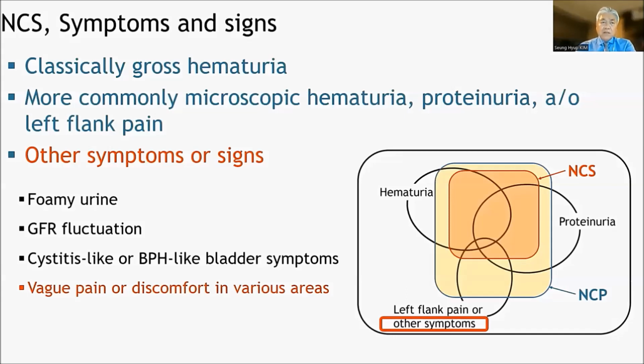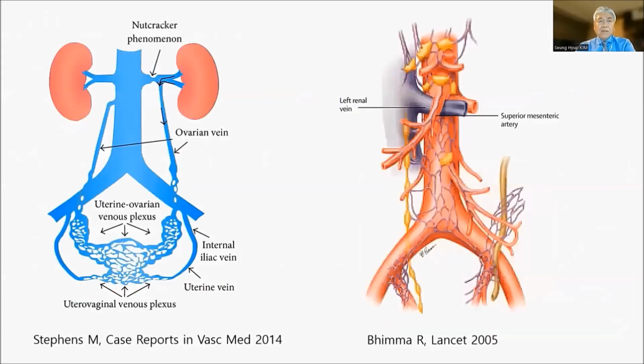Left flank or left back pain is one of the typical symptoms of the Nutcracker, but interestingly, many patients complain of vague pain or discomfort in various areas of the body, such as periumbilical, epigastric, subcostal, and inguinal areas, not only left side, but also right side. Many of those symptoms are related to developing collaterals.